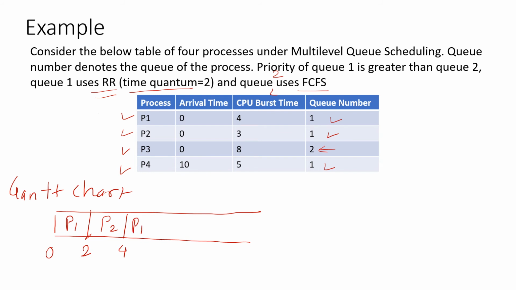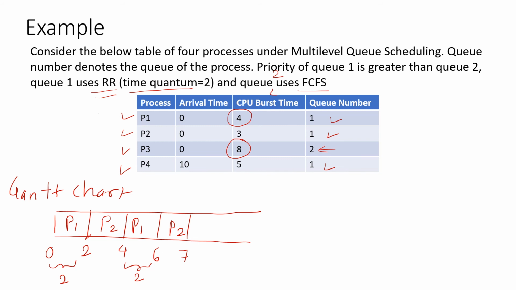The control will come to P1. Why? Because priority of Q1 is more than Q2, and P1 needs 4 units in total. So this is 2 units, so 2 more units are required for P1 to complete its execution. So P1 is executed now. After 6, again the control will come to P2 till 7. After 7 units, the process in Q2, that is P3, starts running, as there is no process in Q1.